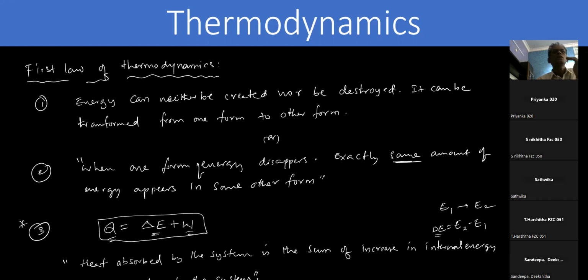All these are the definitions for the first law of thermodynamics. The first one: energy can neither be created nor be destroyed. It can be transformed from one form to other form. When one form of energy disappears, exactly the same amount of energy appears in some other form. This is the second definition. Coming to the third, heat absorbed by the system is the sum of the increase in internal energy and work done by the system. That is Q equals delta E plus W, which is the mathematically expressed first law of thermodynamics.